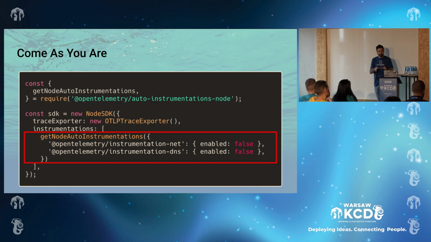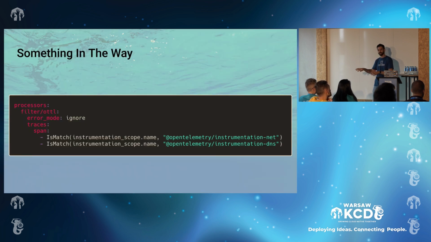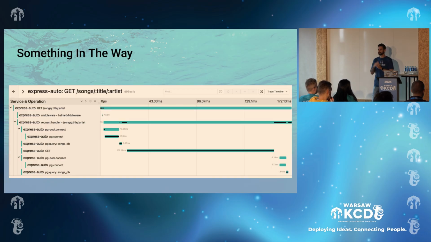If for some reason you do not have access to the code or you do not want to change the code, you can use another part of the OpenTelemetry project, the OpenTelemetry Collector, and put something in the way. So I have here a filter processor where I'm filtering out everything that is coming from the instrumentation-net or instrumentation-DNS. And with that, I get a smaller span. So more meaningful, just focus on the things that I can act on.